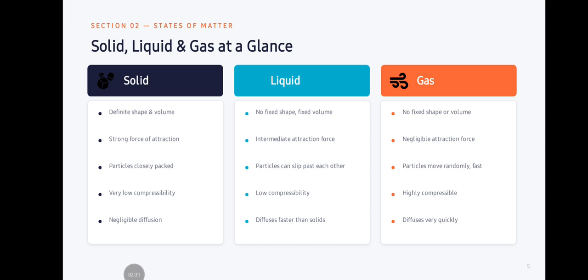So, solid, liquid and gas at a glance. Solid: definite shape and volume, strong force of attraction, particles closely packed, very low compressibility, negligible diffusion. In liquid: no fixed shape, fixed volume, intermediate attraction force. Particles can slip past each other. Slight compressibility. Diffuses faster than solids. In gas: no fixed shape or volume, negligible attraction force. Particles move randomly and fast, highly compressible, diffuses very quickly.